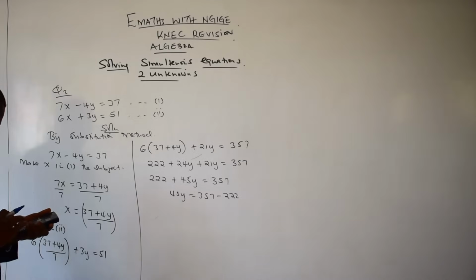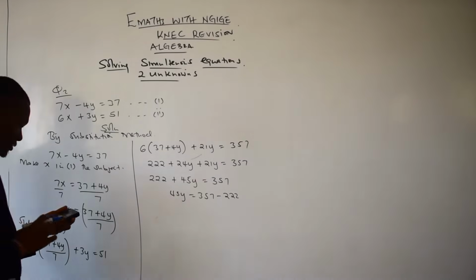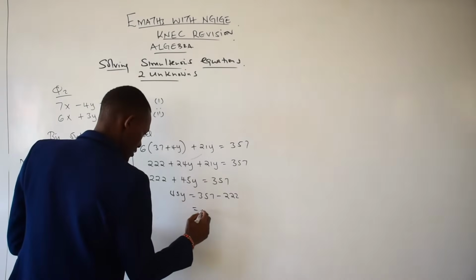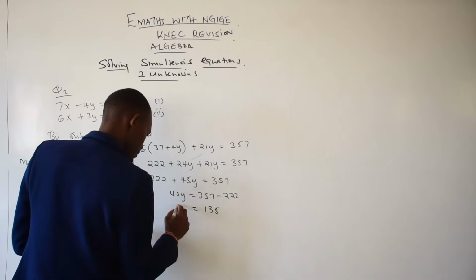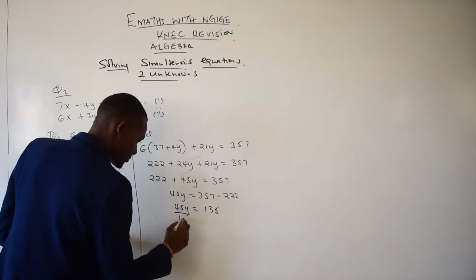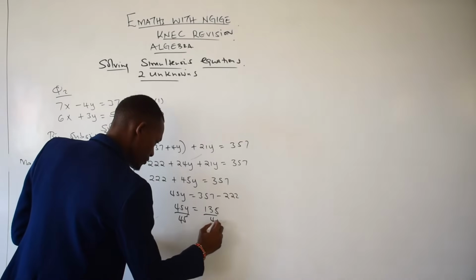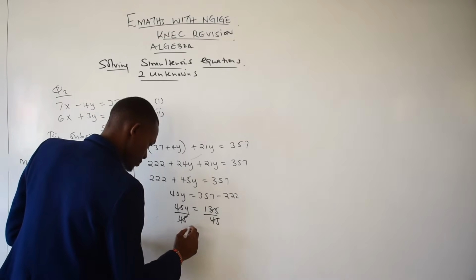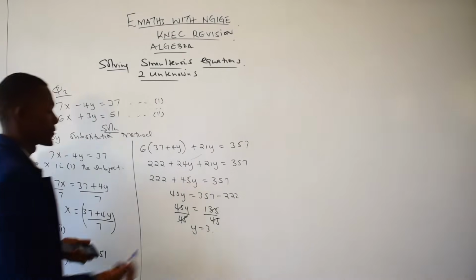So evaluating that, we get our answer as 135. So 135, and you have 45y. For you to get your value of y, divide by 45, divide by 45, and this goes how many times? y equals 3.